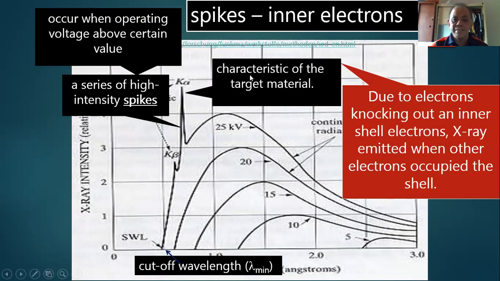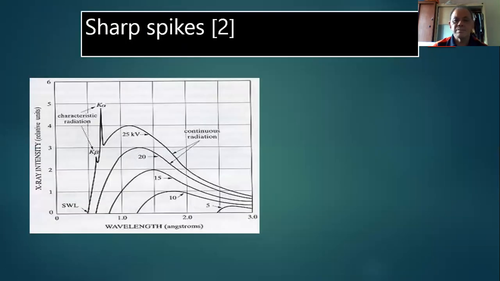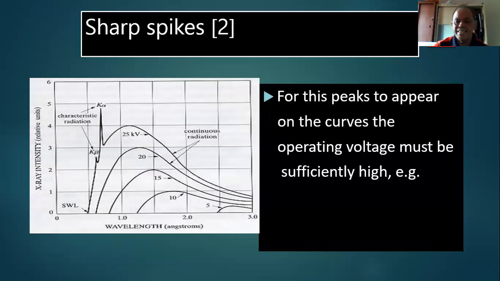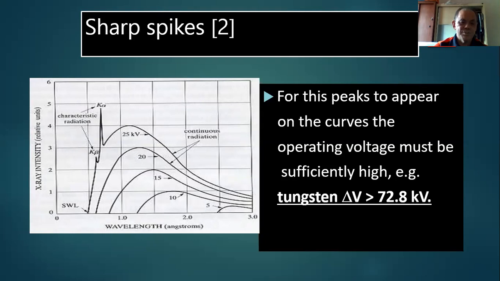what causes the spike. Because your electron has enough energy to knock off an inner shell electron. And when an electron from further up the shell comes down to fill the space, then X-ray is emitted. Emission spectrum. As we have said, for the spike to appear, the operating voltage must be sufficiently high. For example, for tungsten, it must be greater than 72.8 kilovolt.